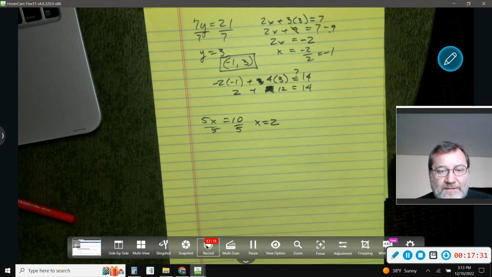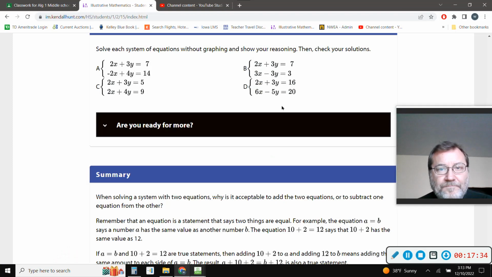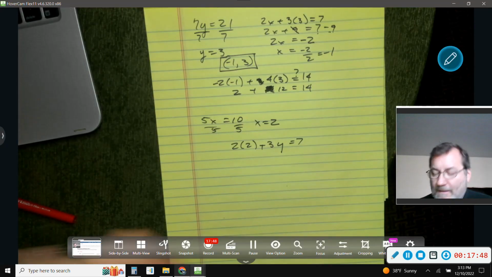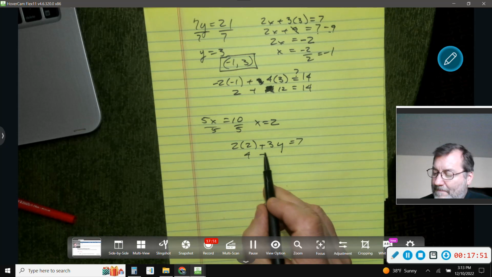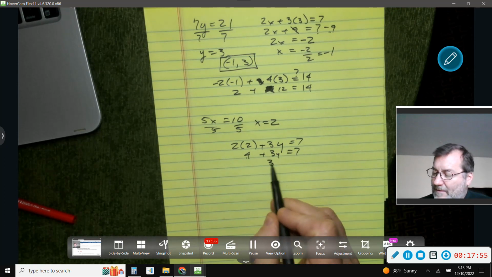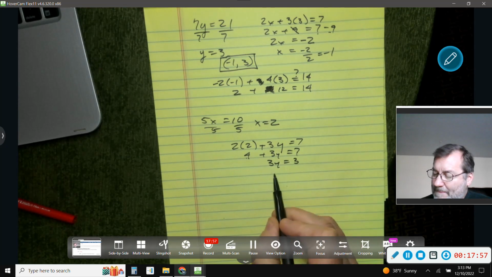Now that we know that x is 2, we can solve for the rest of these things. So we have 2 times 2 plus 3 times y equals 7. Let's see if we can find out what y is. 2 times 2 is 4, plus 3y equals 7. Subtract 4 from each side. 3y equals 3. y will equal 1.